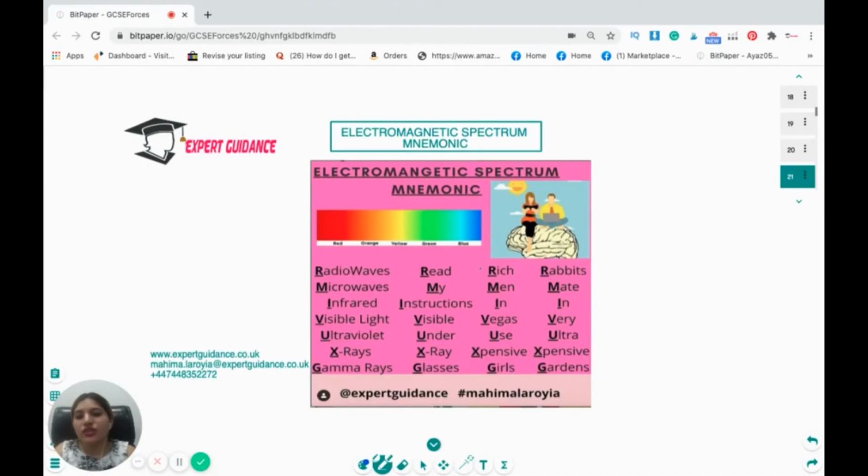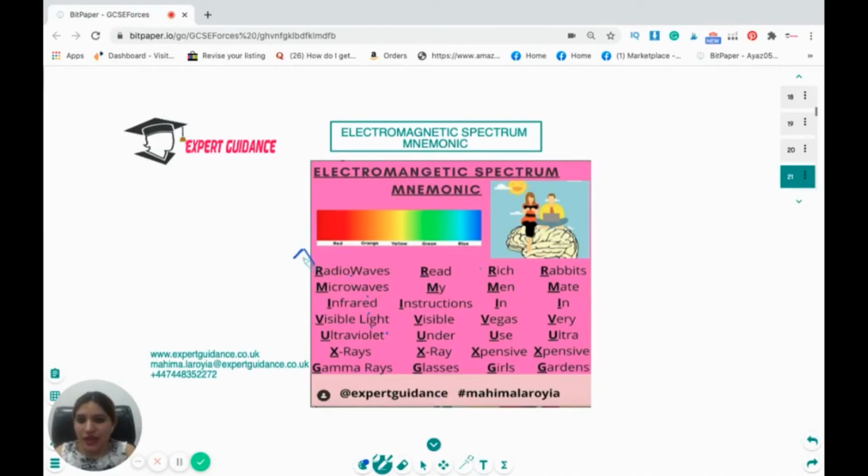Now you have different mnemonics to remember the electromagnetic spectrum. You can say, read my instruction visible under X-ray glasses. Rich men in Vegas use expensive girls, or rabbit mates in very ultra-expensive gardens. You can use any of the mnemonics which you find comfortable and easy to remember, where R will be the radio waves, microwaves, infrared, visible, ultraviolet, X-rays, and gamma rays.